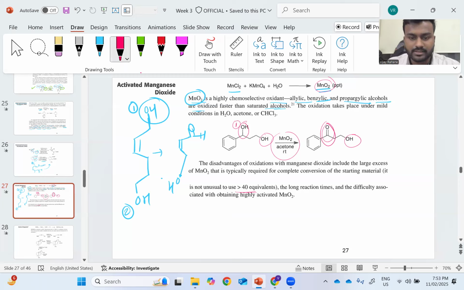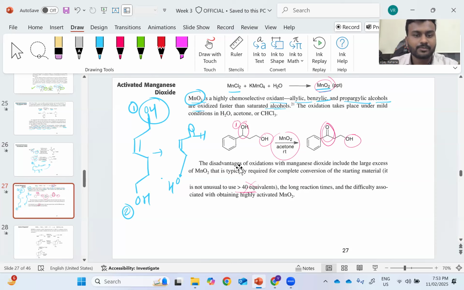So that's why this is not that feasible, because a large amount of MnO2 is needed. But still, if you want to do selective oxidation of this benzylic alcohol in the presence of the other alcohol, then on small scale this protocol is okay. You can use it in the lab also.